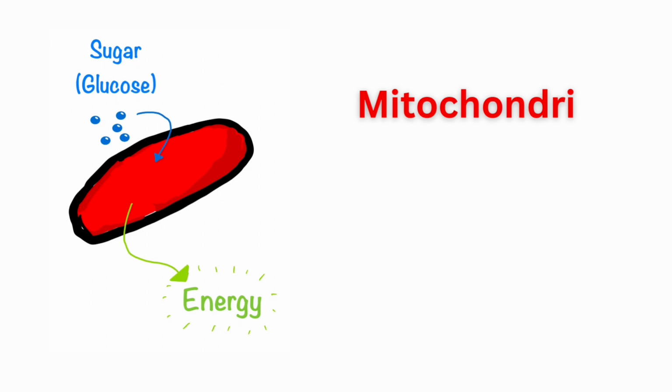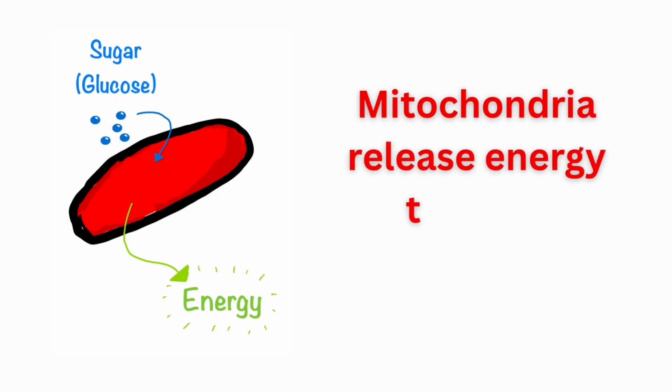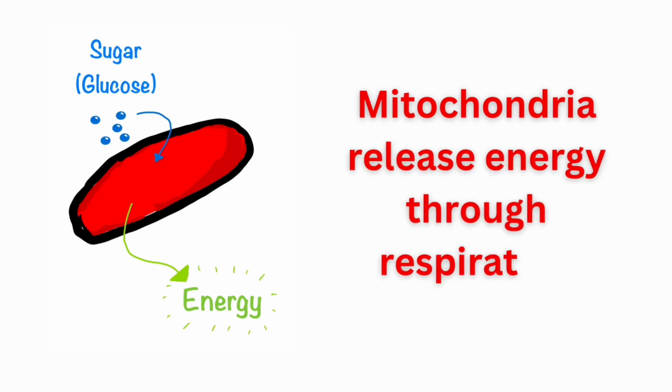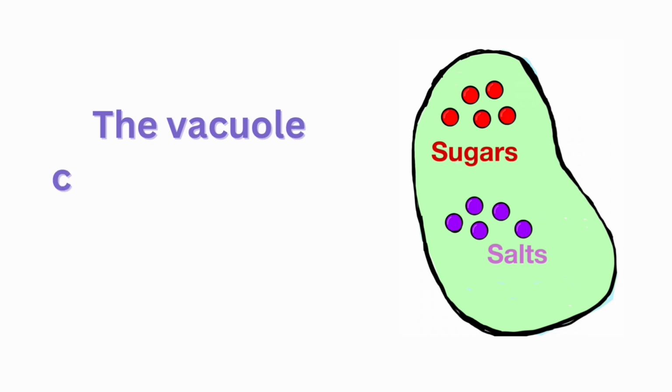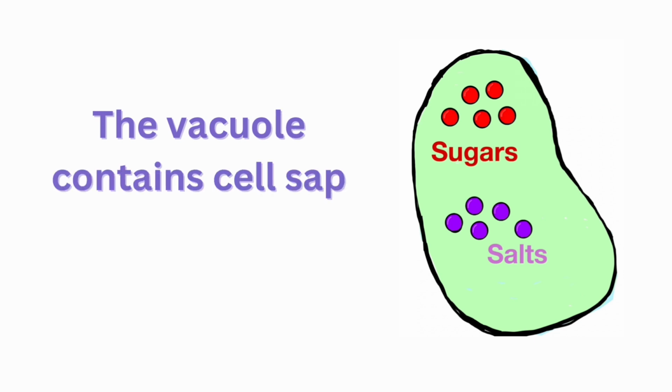Another chemical reaction happens because of mitochondria. So mitochondria are also floating around inside the cytoplasm, and they carry out a process called respiration that releases energy for the cell. Inside the cytoplasm, you will also find the vacuole, and the vacuole contains cell sap.